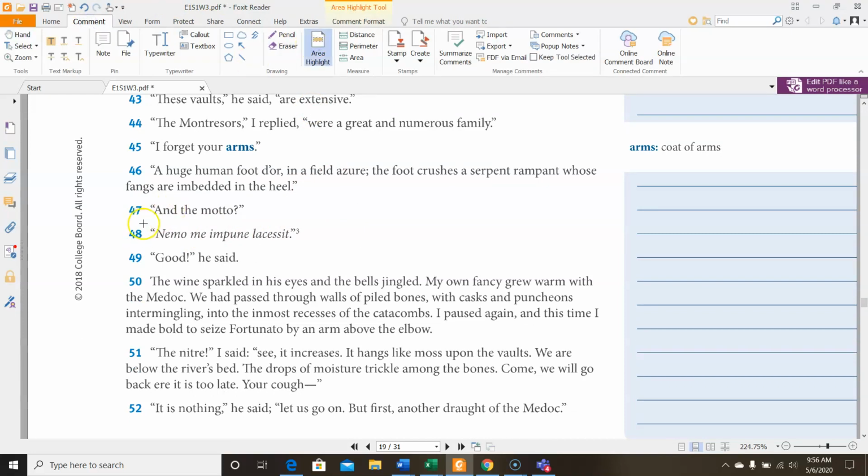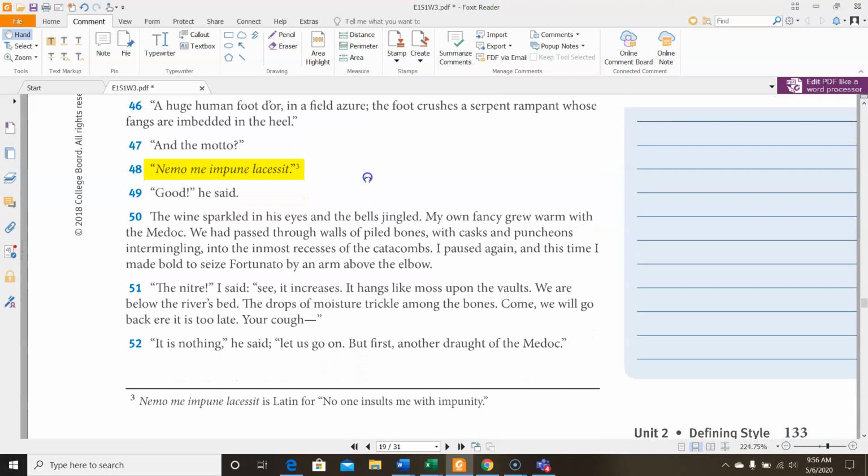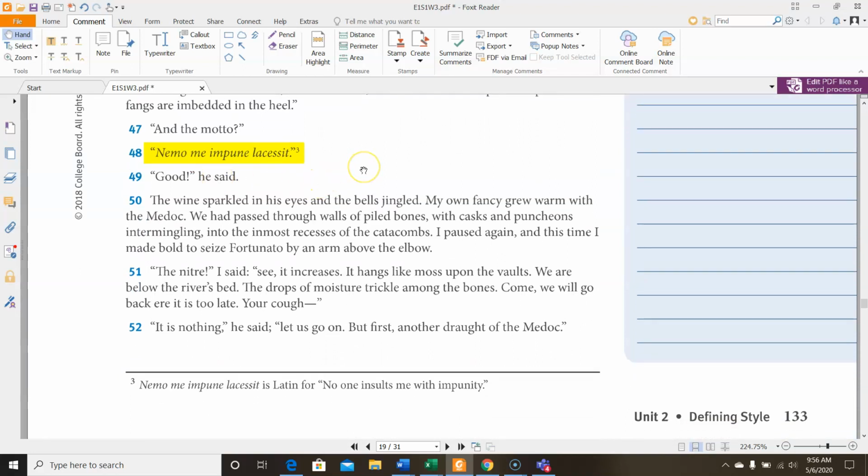So here, this Latin actually means no one shall insult me with impunity, or something along those lines, which is ironic because he's telling Fortunato exactly why he's getting ready to kill him, but Fortunato doesn't realize because he's too drunk to understand what Montresor is saying. "Good," he said. The wine sparkled in his eyes and the bells jingled. My own fancy grew warm with the Medoc.